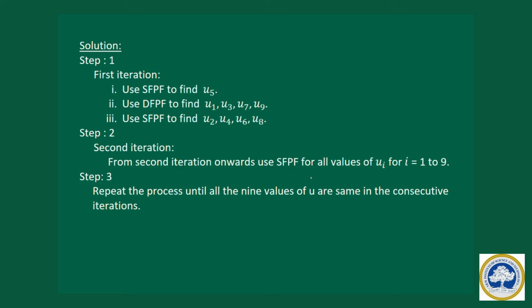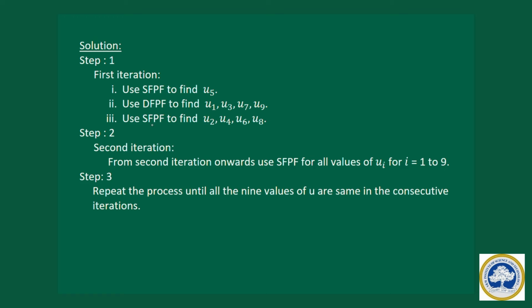Step number 1 is the first iteration. Before starting the first iteration, we have to use SFPF. SFPF means standard 5-point formula for U5 in the first iteration. Next, after finding U5, we have to find U1, U3, U7, U9 using the diagonal 5-point formula. And then after that, we have to find U2, U4, U6, U8 using the standard 5-point formula. This is what we have to use in the first iteration.